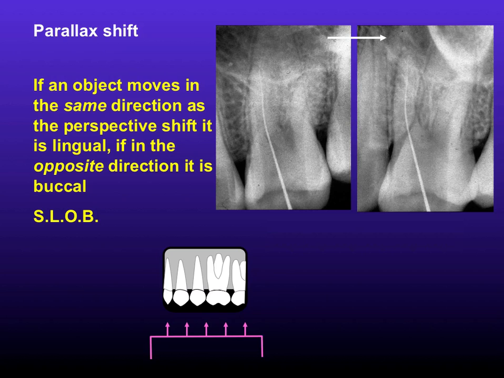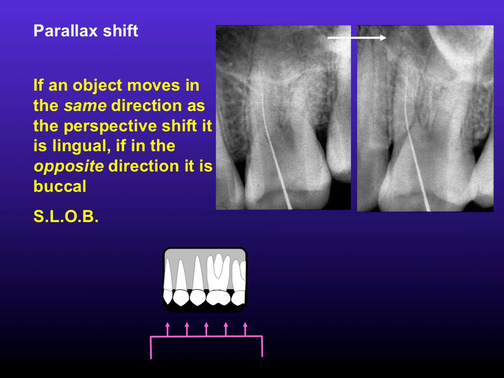We know from the parallax rule that if an object moves in the same direction as the perspective shift, it is on the lingual aspect, and if it moves in the opposite direction, it is buccal. From the example before, the radiolucency of the incisive foramen moved in the same direction as our perspective shift, and therefore we proved that the incisive foramen is lingually or palatally positioned.